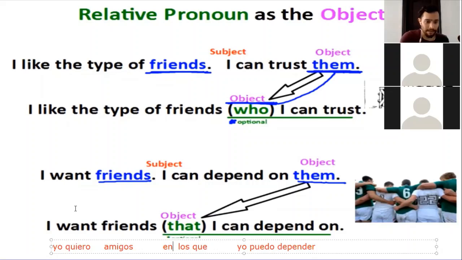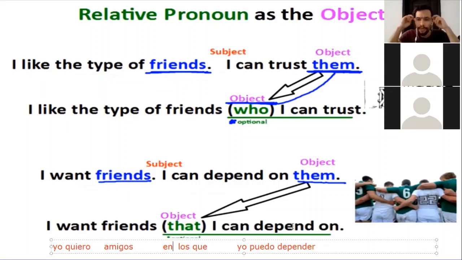And this is what happens here, right? So I want friends that I can depend on. Here the preposition still stays alongside the word depend, right? It's not going anywhere. Why? Because the normal place of the preposition is alongside the verb, right? Thing that doesn't happen in Spanish. So in English, we always put the preposition together with the verb.